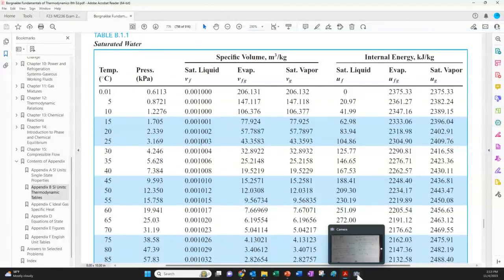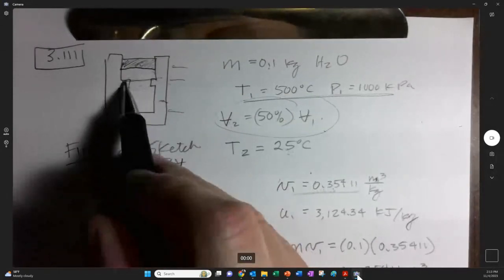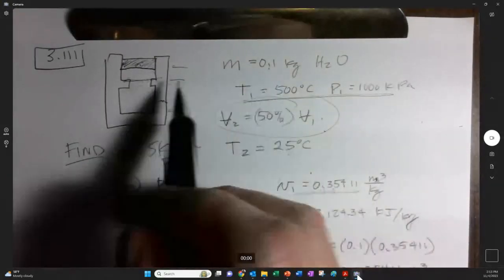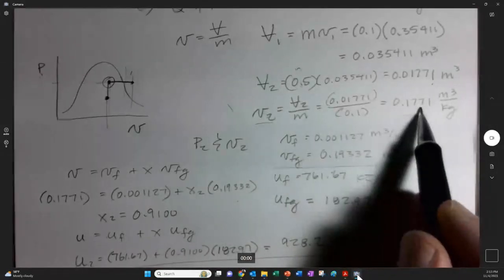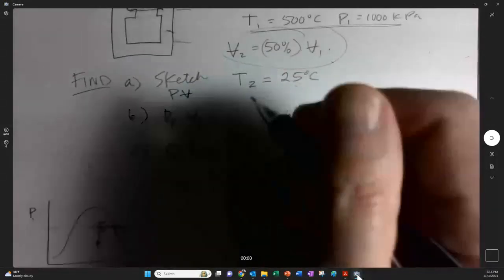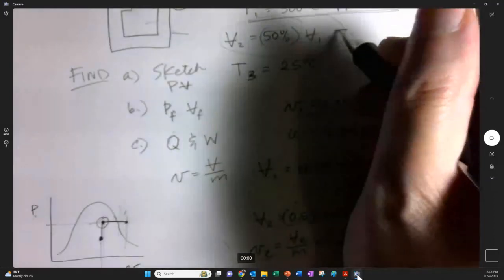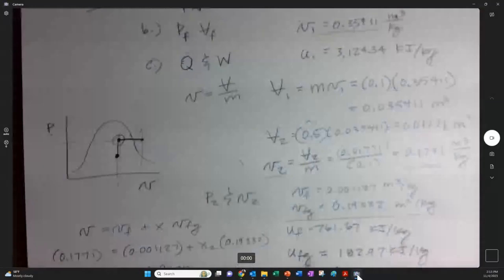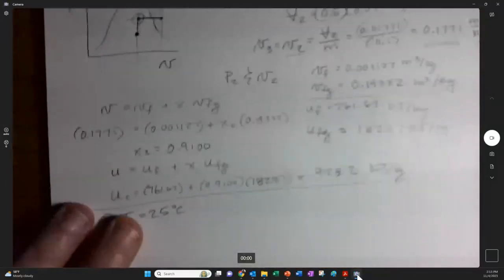So going back to why we're doing this: the specific volume can't change once it hits this stopper because the mass doesn't change and the volume doesn't change. So we're going to get the same specific volume that we have right here, but now it's going to be at that 25 degrees. I should probably have made that 3, because we could say this is state 1, state 2, and then when they get done taking the rest of the heat out, it's going to be at state 3. So this is also V3, because it hasn't changed. I hope that makes sense.